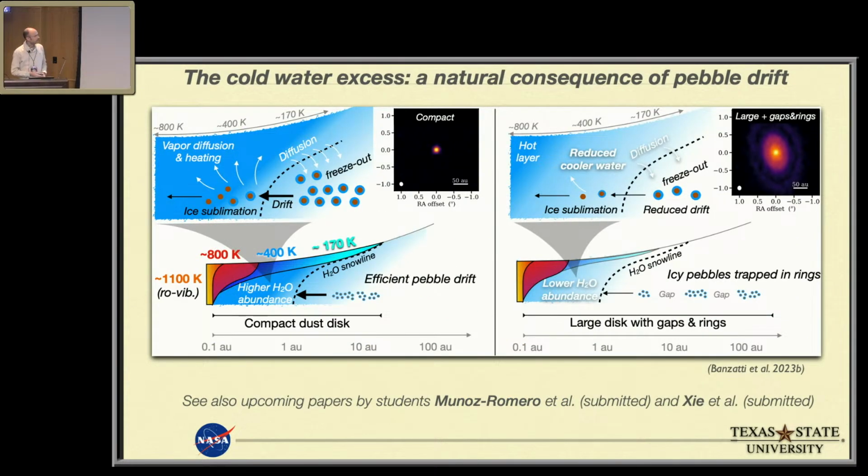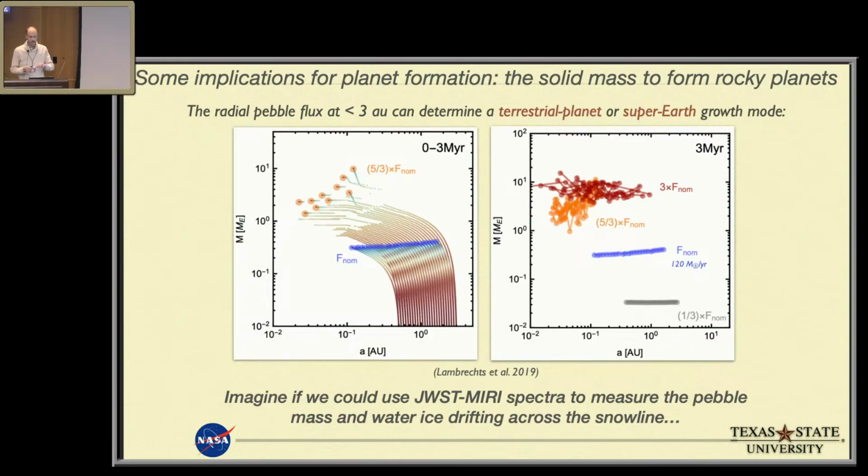Okay, so let's summarize what we have learned. While all disks have an inner, hotter, optically thick component, the compact drift-dominated disks have excess cold water that extends all the way to the snow line. And I want to highlight two papers coming out from students that are continuing or expanding the story with more disks, analyzing more disks. Now let me conclude with two telegraphic messages on some exciting implications for this discovery.